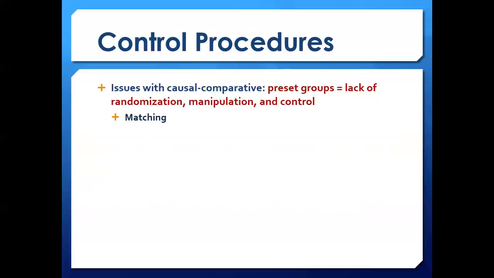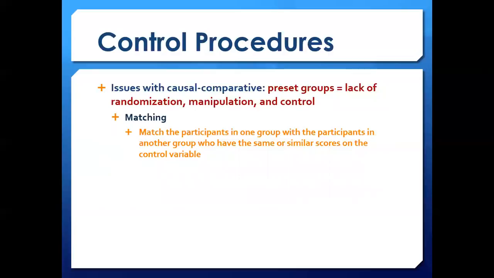The first is through matching. And this is really interesting. When you're going to use matching, you need to match the participants in one group with the participants in another group who have the same or similar scores on the control variable. So, if you have 2 high school classes and one class is going to learn a new teaching method for reading, and then you're going to look at reading comprehension. And the other group isn't going to use the new teaching strategy. And again, you're going to look at their reading comprehension. So you're going to compare group A and group B. One is getting the new teaching method, one is not. And you're going to look at their reading comprehension at the end of the study.